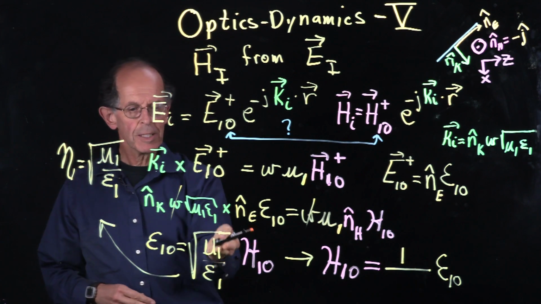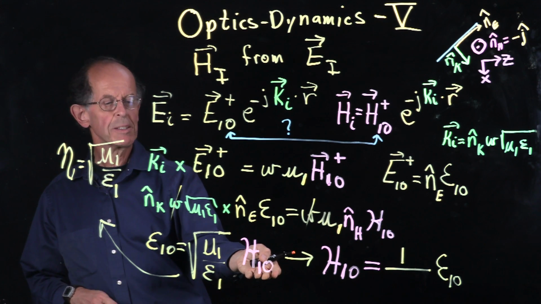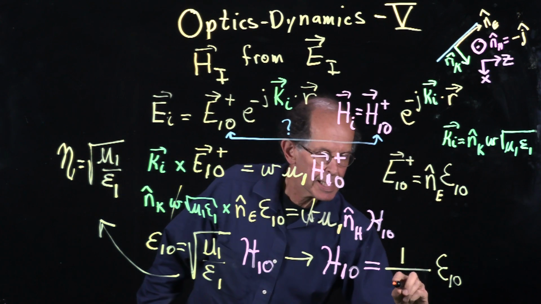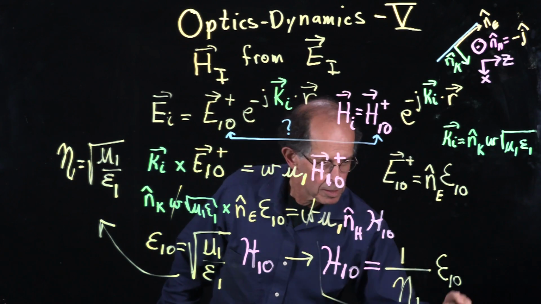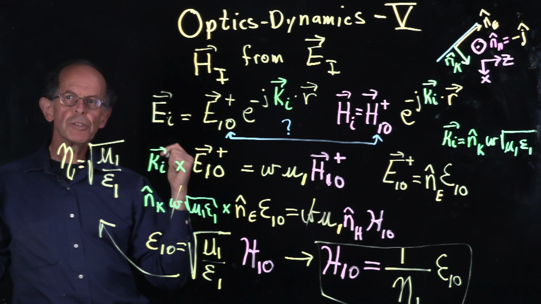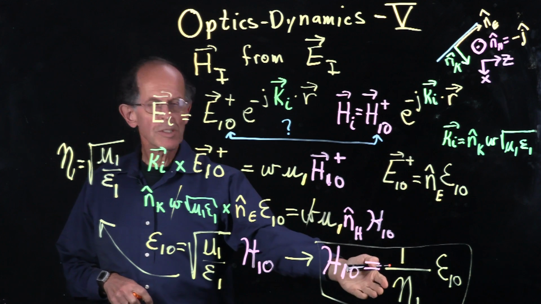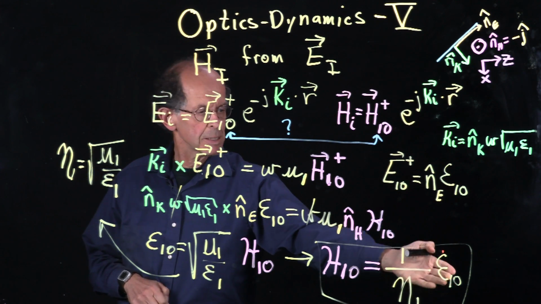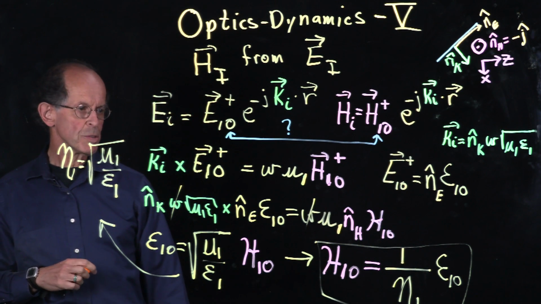Now, it's clear that since this is eta1, I can simply solve for the scalar value of the amplitude of the incident H field, and I get that. If you recall the previous figures, the H's are always going in the same direction, so they're all going to be basically scaled values of the amplitude of the electric field divided by the appropriate intrinsic impedance.